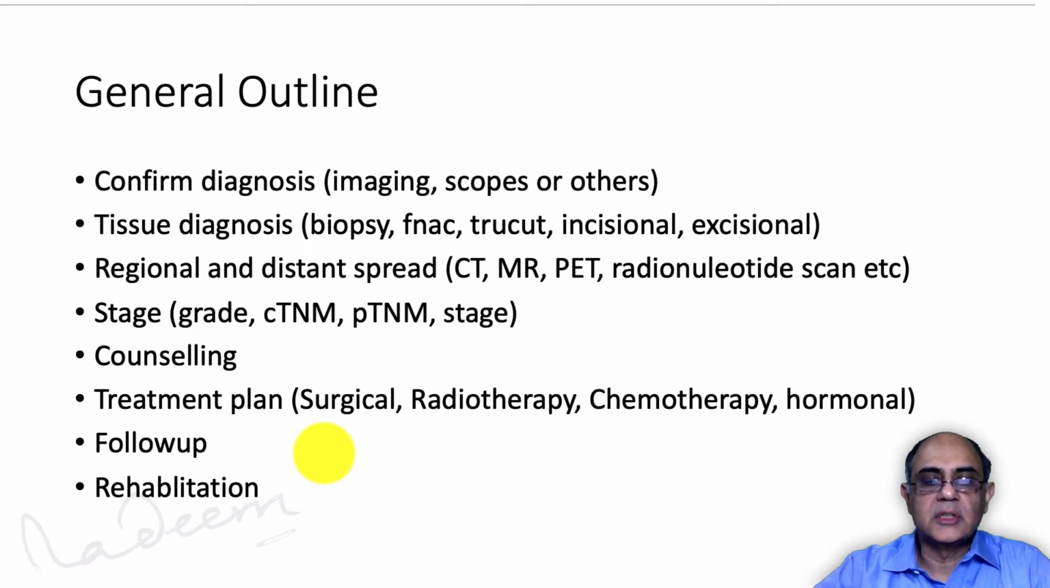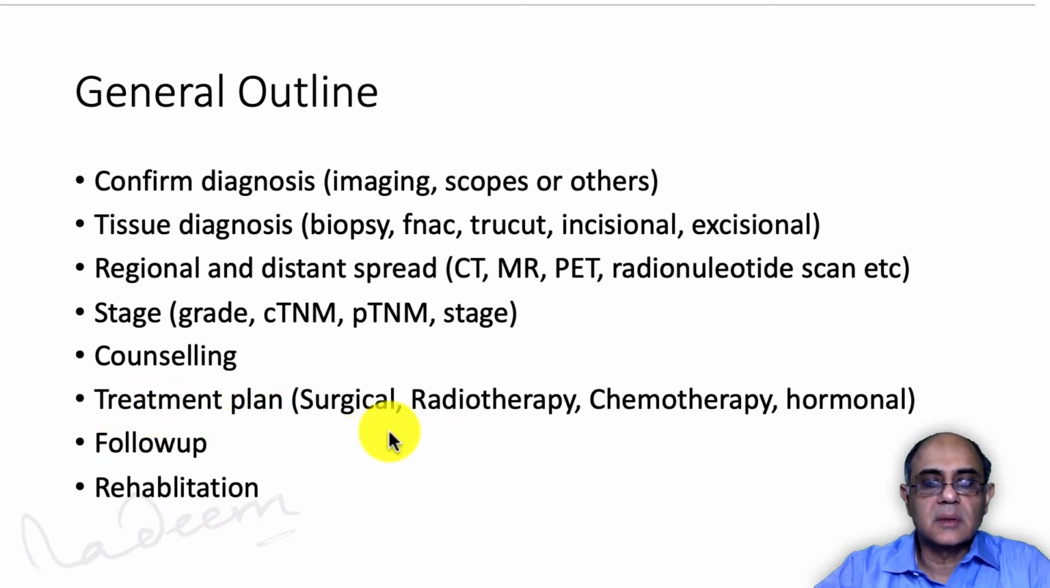You have to give a treatment plan. First of all, you need to talk to the patient and relatives about what is going wrong with the patient, because it's a serious problem. So you need proper counseling, a proper informed consent from the patient and from their relatives. Very important. Then you advise a treatment plan.